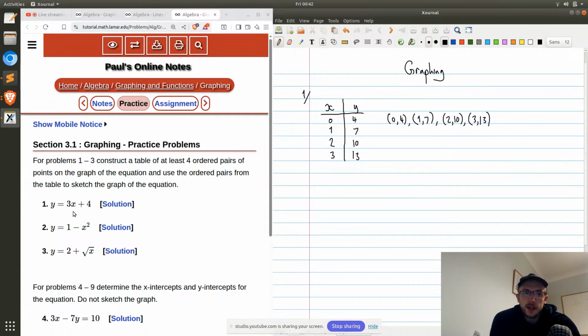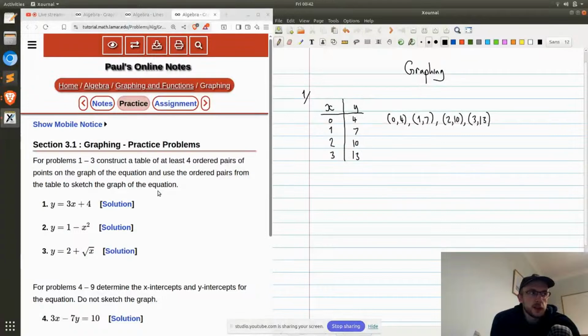This is a straight line graph that has a y-intercept of 4 and an x-intercept of, no, what would that be? The x-intercept... But, you know, we're asked to sketch the graph of the equation.